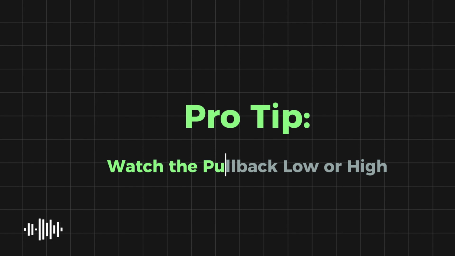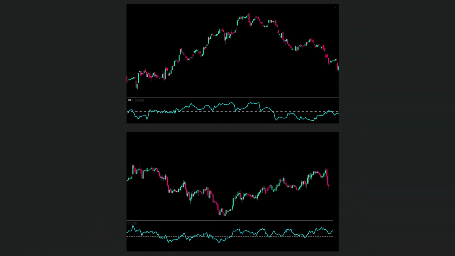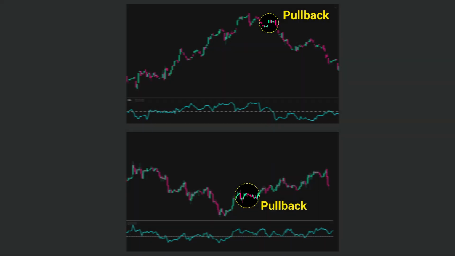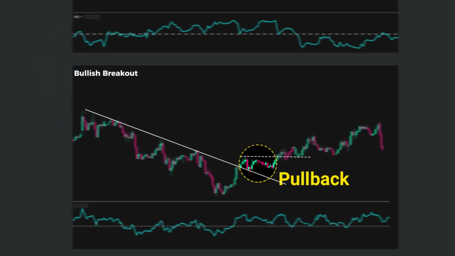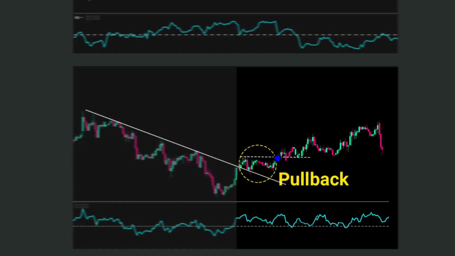Pro tip, watch the pullback low or high. Here's a simple trick that works in both uptrends and downtrends. After a breakout, the price often pulls back before continuing. Look at the swing low or swing high formed during the pullback. Then wait. In a bullish breakout, price breaks above a trend line. Wait for a small pullback. If the price breaks above the swing high of that pullback and RSI stays strong above 50 and ideally above 60, that's your signal to go long.